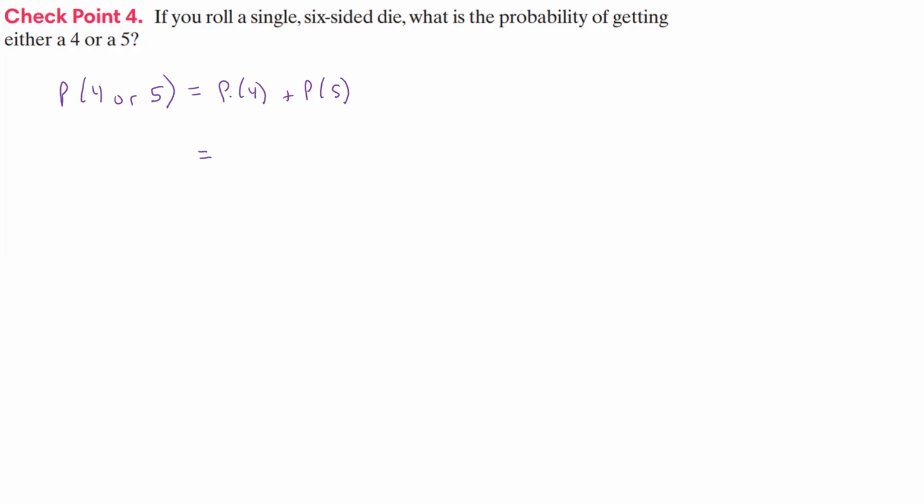Well, what's the probability of getting a 4? There's one way we can do that out of a six-sided die, so it's 1/6, plus the probability of 5. There's only one way we can do that out of the 6. And so if we add those two together, we get 2 out of 6. If we simplify that, that's going to be 1 out of 3. And so that means the probability of getting a 4 or a 5 is going to be 1/3.